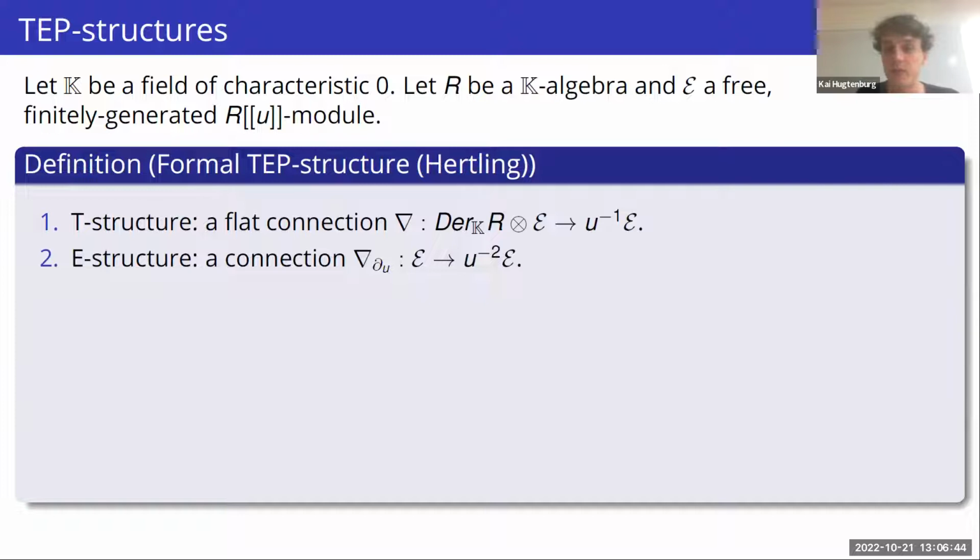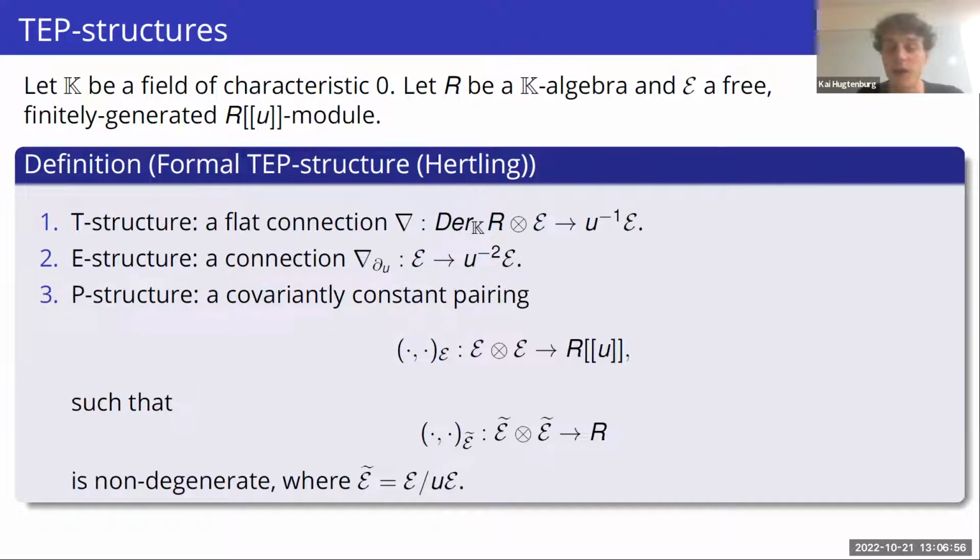Then an E structure is a connection which now goes in the direction of U. So it's like a connection d by du. And this one has a pole of order 2 at U equal to 0. And then finally, we have the P structure, which is a covariantly constant pairing on E. And you require that if you take E tilde, which is E modulo U, the restriction of the pairing to that is actually a non-degenerate pairing.